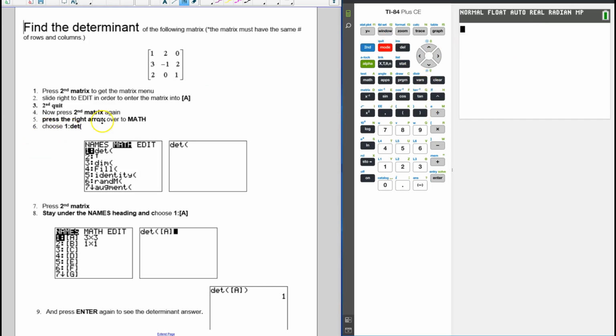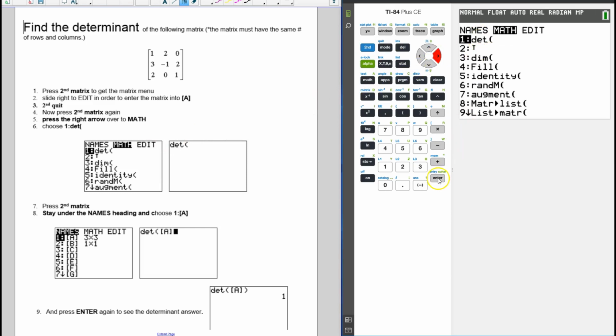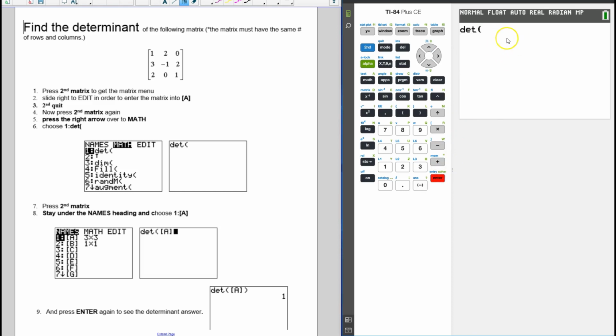Okay, now we want to go back into our second matrix under the math command, but this time we want the very first one. It's an abbreviation of the word determinant. That is the only part that changes. So second matrix, math, determinant, number 1. And again, just like before, we have to put the name A there. So second matrix, name A. So press enter. Pop it up right behind it, and then one more enter.